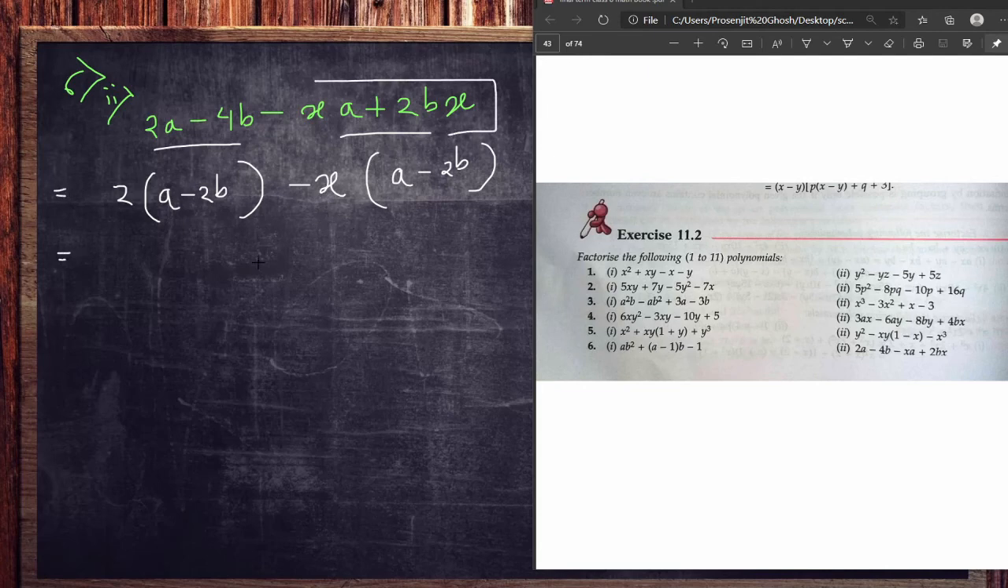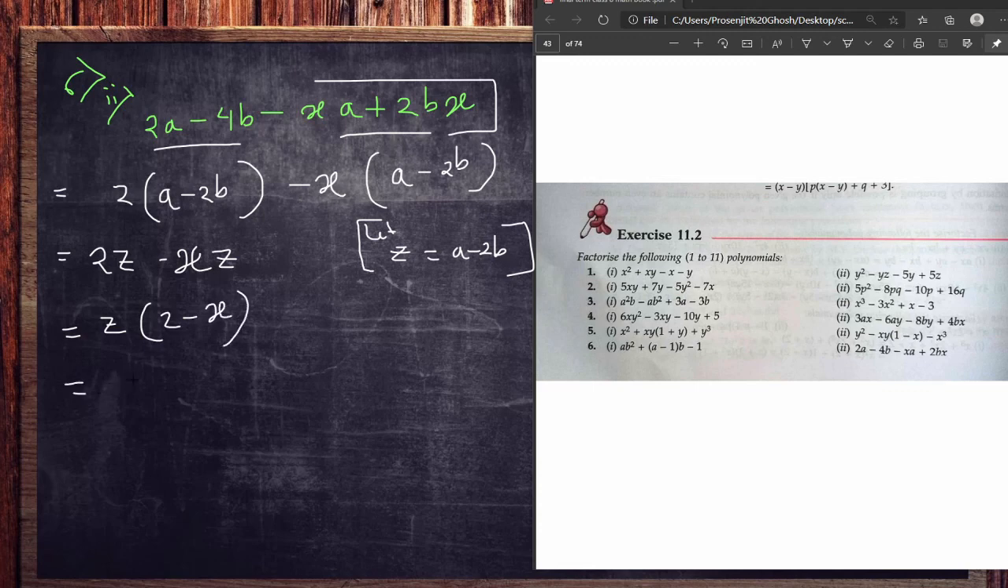Okay, so finally also the z: let z equal a minus 2b. While you have the value, right now just put it: 2z minus xz. Finally take out the z as common factor: 2 minus x. Finally, you have to put the value of z: a minus 2b times 2 minus x. So that's it. That is your answer.